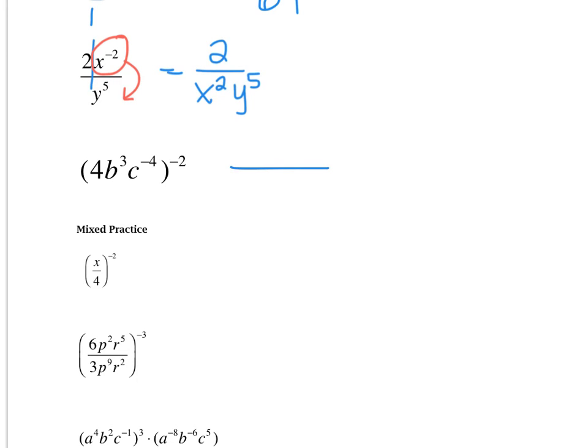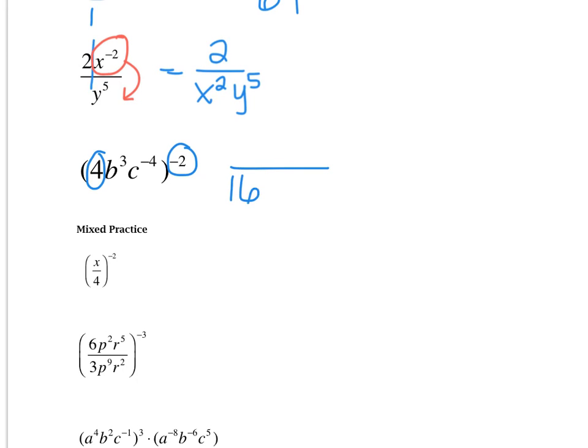So if I do 4 to the negative 2 power, what is that telling me to do to the 4? Square it and put it on the bottom. It's not going to turn negative, right? So 4 squared is 16, and I'm going to put a 16 downstairs.